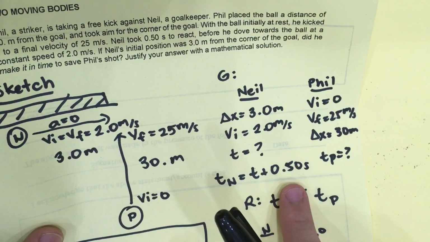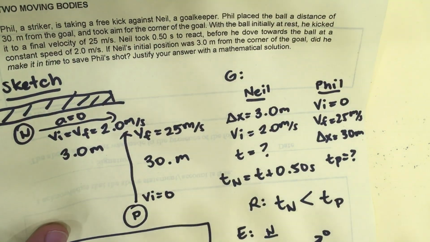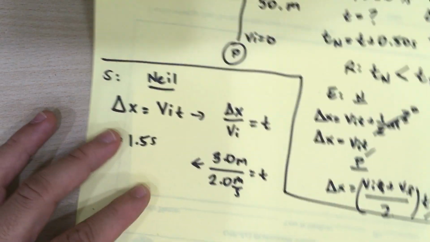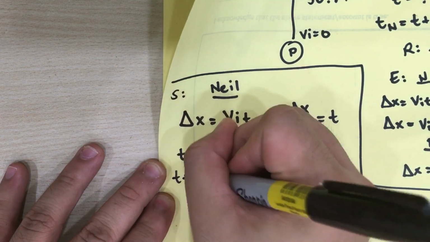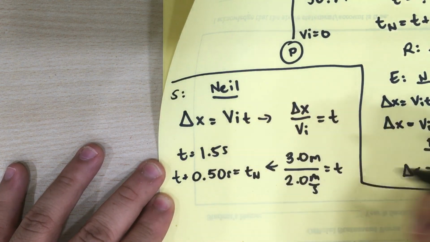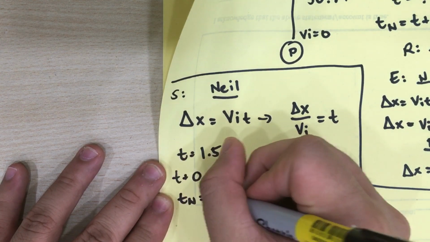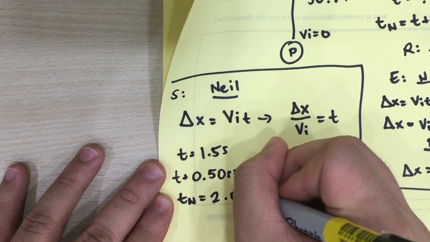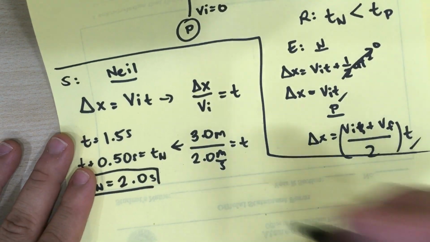However, if we want to get Neil's time, remember he reacts late. Goalkeepers don't have superhuman reflexes that allow them to just go and get there. They have to have human reaction time. So we have to add 0.50 seconds to get Neil's actual time. So 1.5 plus 0.50 is simply 2.0 seconds. Remember, sig figs. So this is Neil's time. Now that we did Neil, let's try Phil.